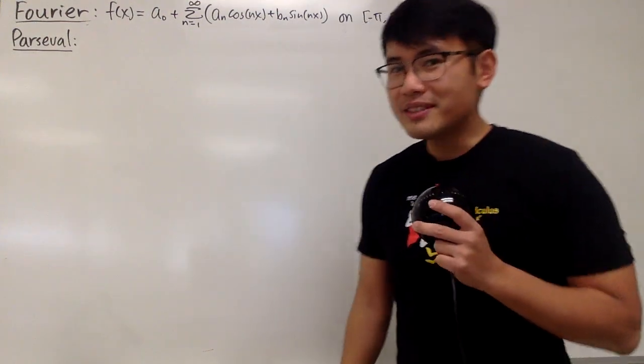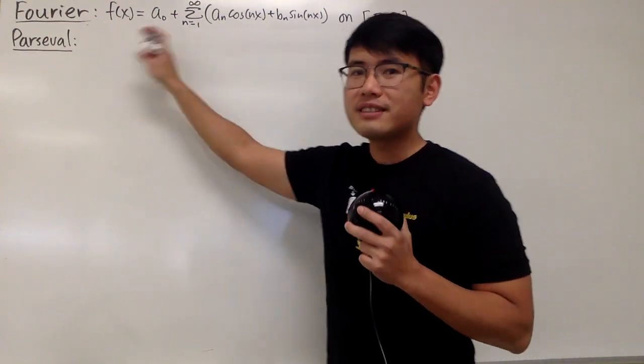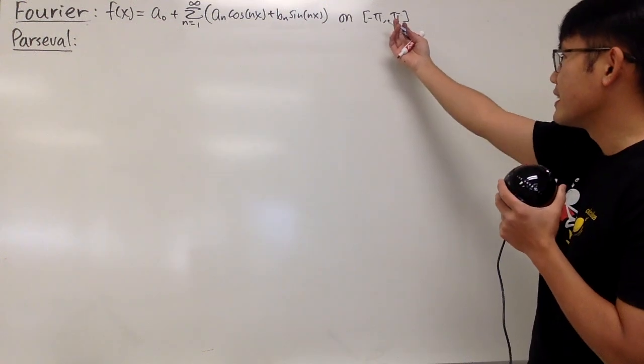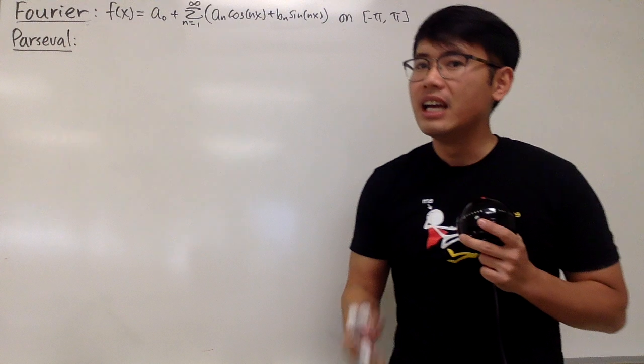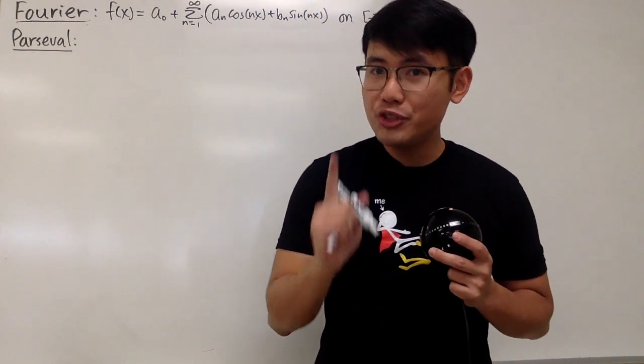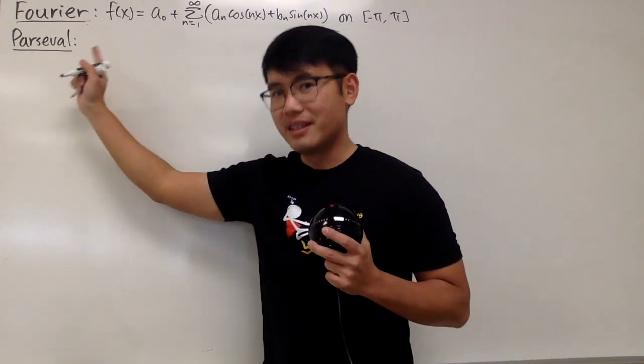Okay, as we all know, thanks to Fourier, we can write a function f of x as a trig series on the interval from negative pi to pi. And of course, we'll just call this right here the Fourier series. And now in this video, let me show you guys what Parseval did.